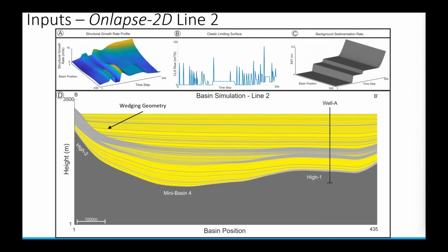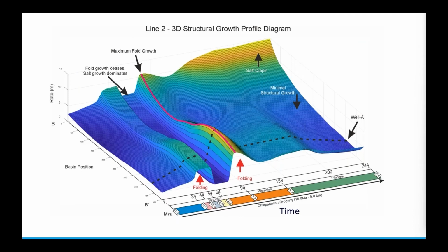So what we're looking at here is a 3D diagram of the structure as it goes through time. A bit complex, but I'll quickly run us through it. Hopefully we can understand it quicker. All right, so what we're seeing here is a 3D representation of the structural growth profile. We have basin position on the y-axis, time on the x-axis, as well as a chronostratigraphic chart to translate time to time step easily, and then a vertical axis, which represents our rate in meters per time step that our structure grows. We also have the position of well A here. Hopefully you can see that.